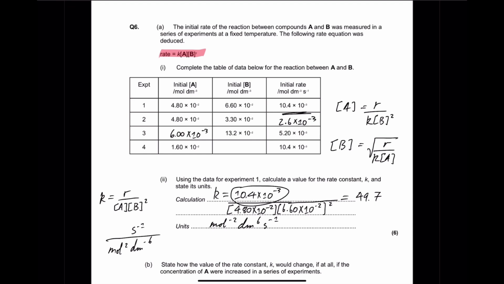10.4 times 10 to the power of minus 3 all over 49.7 multiplied by 1.6 times 10 to the power of minus 2. 1.14 times 10 to the power of minus 1. Alright, cool. I'll try and pick up the pace now. Okay, I spent exactly 6 minutes on a question anyway.